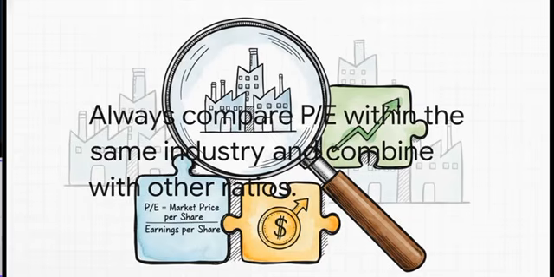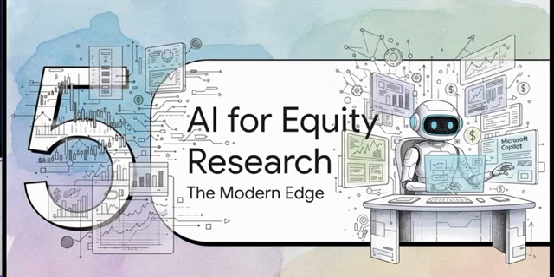To actually identify an undervalued stock, you have to compare apples to apples. A company's PE might look like a total steal compared to the S&P 500, but if it's not aligned with direct peers in its own specific industry, you're looking at a value trap. You should always combine PE with the PEG ratio to adjust for growth, and check the return on equity to verify they're actually generating real cash. And finally, Section 5, AI for equity research.